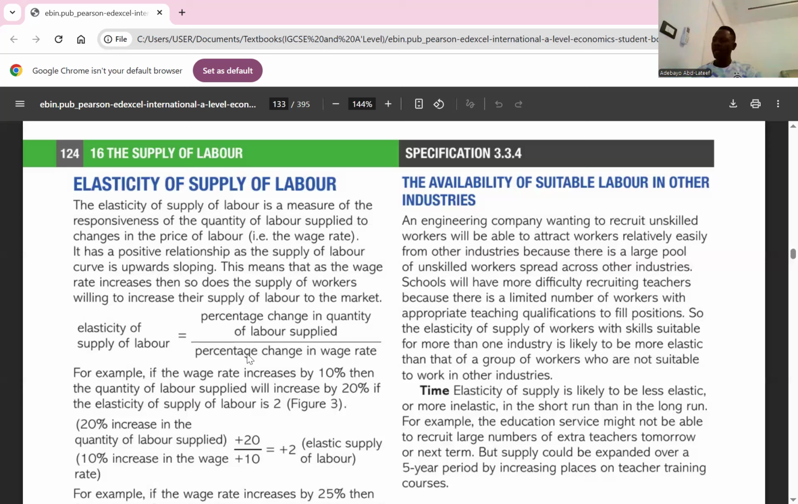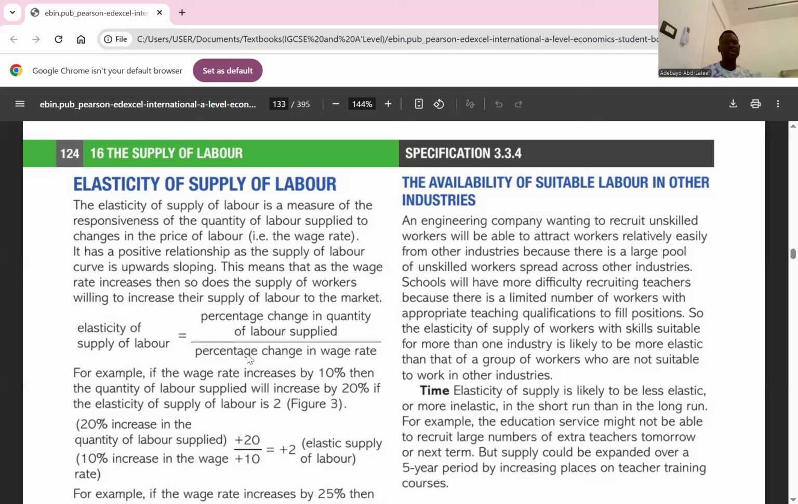Then, what are the factors that influence the elasticity of supply of labor? The first factor is availability of suitable labor in other industries. The elasticity of supply of labor for workers who have skills suitable for more than one industry is likely to be elastic. If workers are flexible in terms of their skills, that means they have skills that are suitable for different industries, so the elasticity of supply of labor for such workers is expected to rise.